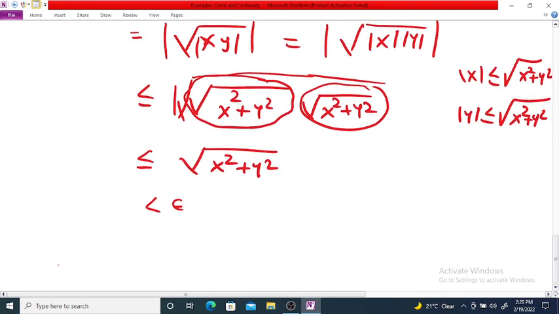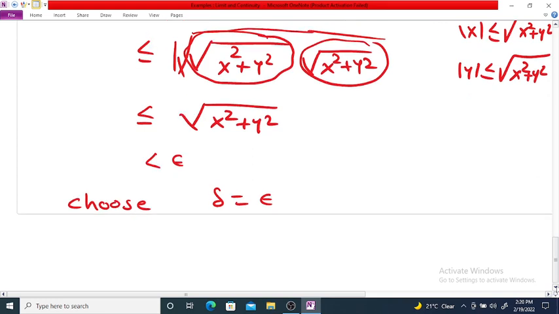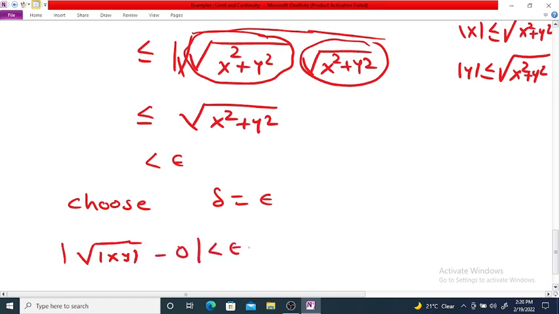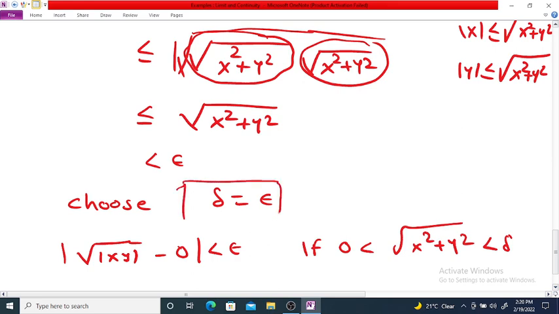So here choose delta equal to epsilon greater than 0. For this delta, f of xy, that is mod of xy minus L, that is 0, is less than epsilon if 0 is less than square root of x square plus y square less than delta.